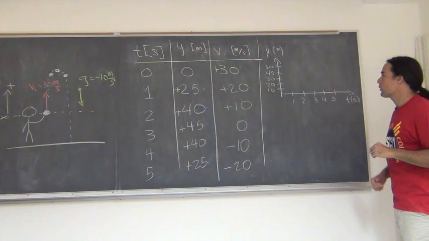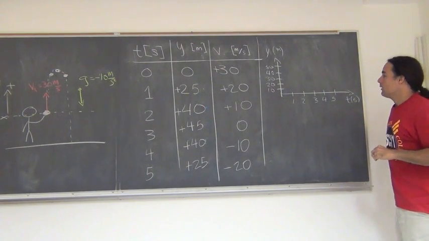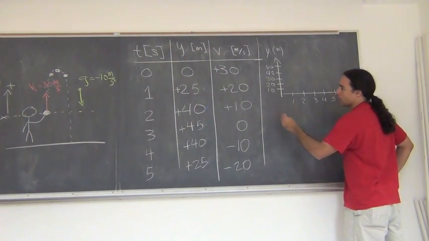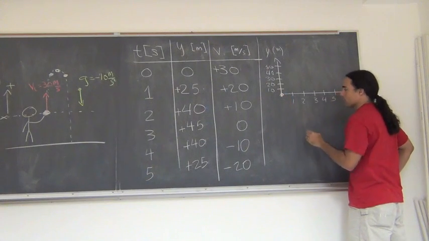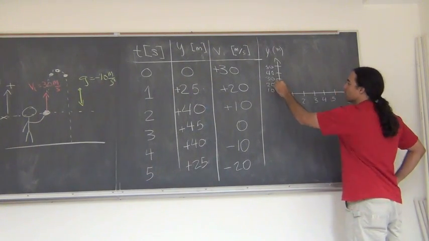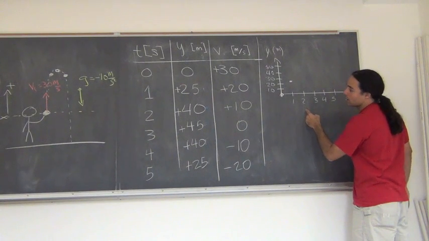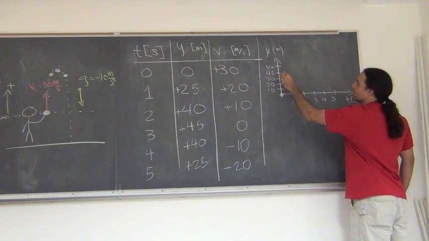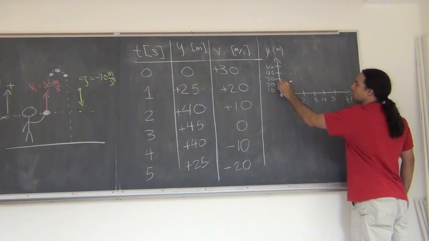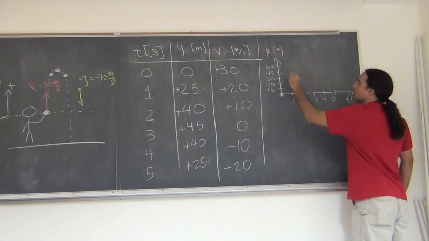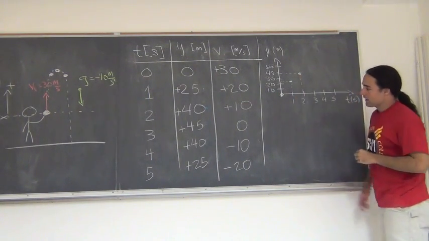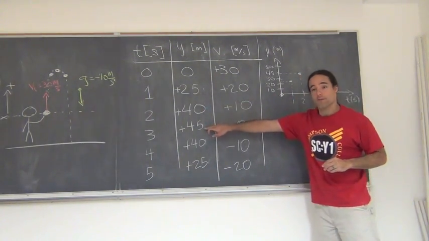Let's make a plot of my motion. Well, at 0 seconds, I'm up 0 meters off the ground. At 1 second, I'm up 25 meters off the ground. That'd be about here. At 2 seconds, I'm up 40 meters off the ground. That'd be right here. At 3 seconds, 45 meters off the ground.